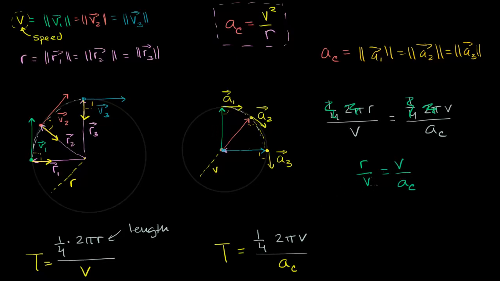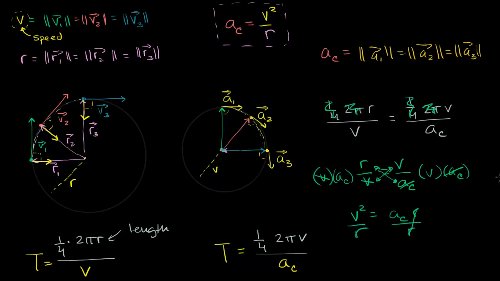And now you could cross multiply, and so you get v times v. I'm cross multiplying right over here. V times v, you get v squared is equal to a sub c times r. And cross multiplying, remember, is really just the same thing as multiplying both sides by both denominators, by v and a sub c. So it's not some magical thing. If you multiply both sides times v and a sub c, these v's cancel out, these a sub c's cancel out. You get v times v is v squared is equal to a sub c times r. And now to solve for the magnitude of our centripetal acceleration, you just divide both sides by r.